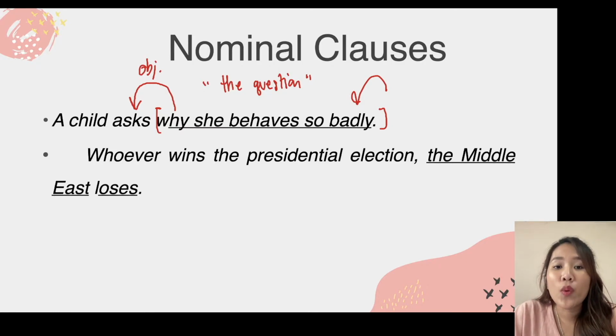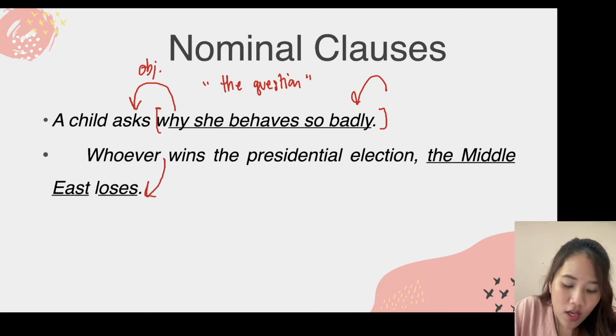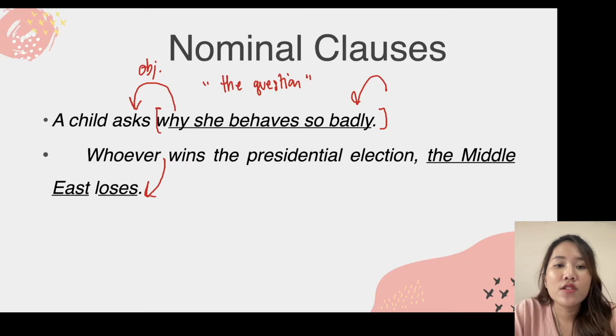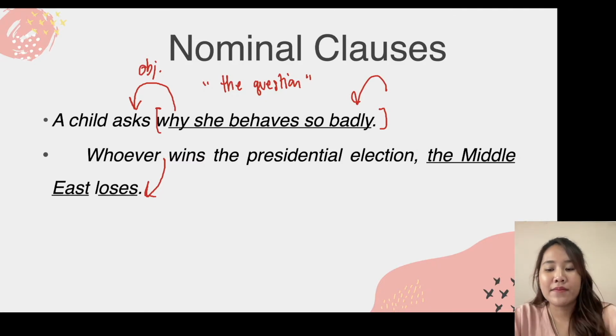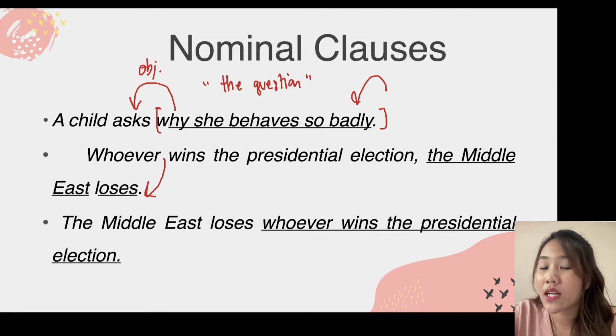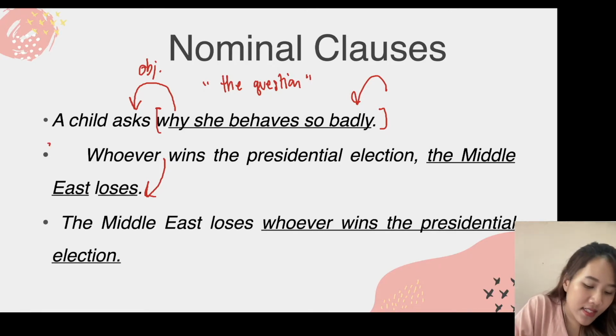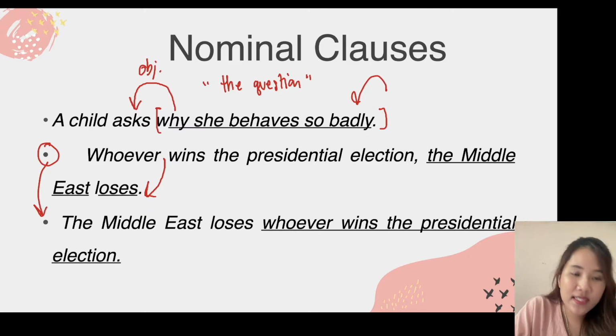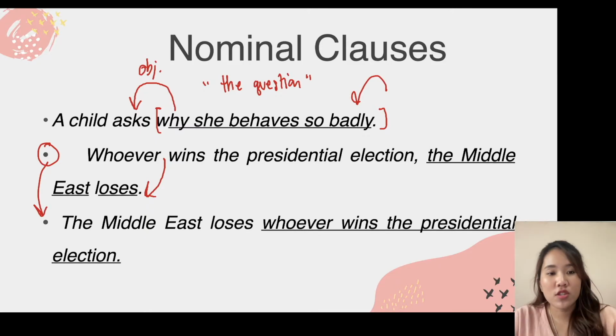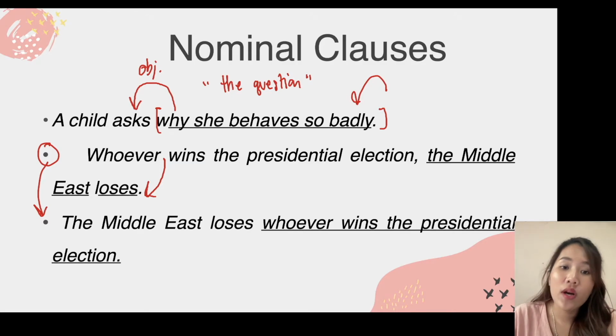Or whoever wins the presidential election, the Middle East loses. So whoever wins the presidential election is a nominal clause functioning as the object of the verb loses. Let me structure it again so you can see it clearly. This sentence comes from another sentence; we just switch the position. It comes from the sentence: the Middle East loses whoever wins the presidential election.